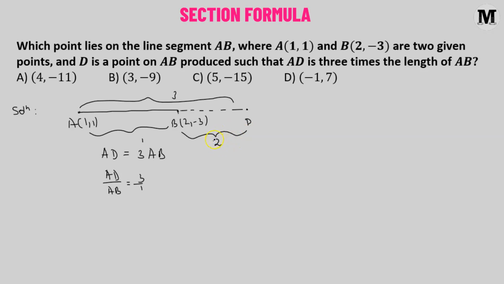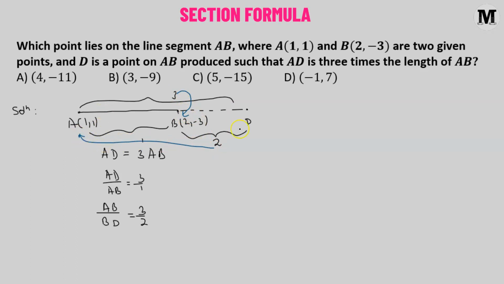Now clearly, from this particular information, we can also say that AB to BD is going to be the ratio 3:2, or we can say that D divides the line segment AB in the ratio 3:2. So we can use the external section formula. All we have to do is take 3 and multiply with B, and 2 will now get multiplied with A.